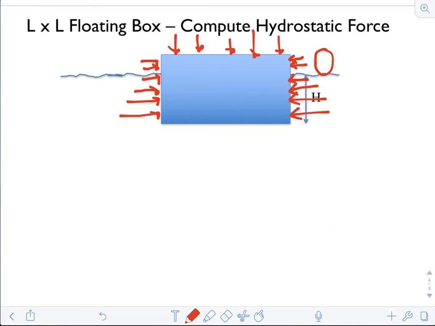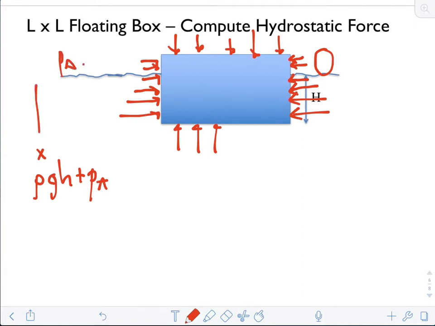On the bottom, we have constant pressure, because again, the pressure at any point here, for example, a point right here, is rho g h plus pa, where pa is the atmospheric pressure, and this right here is the dimension h. Rho g h plus pa, right here, the bottom.